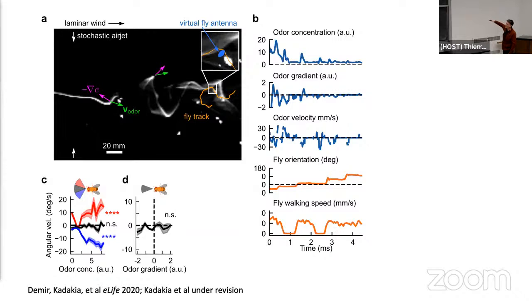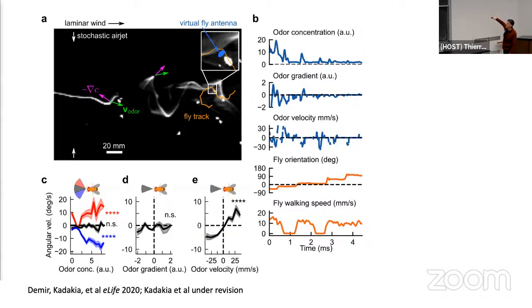For the odor gradient, the same thing. If they're oriented already in this direction, they don't respond to the odor gradient. But surprisingly, if they're already oriented this way, you see that they respond very strongly to the odor velocity. So if the velocity is in this direction, they turn this way. And if the velocity is in this direction, they turn that way. And so this is just correlation, but that encourages us to continue looking at this.